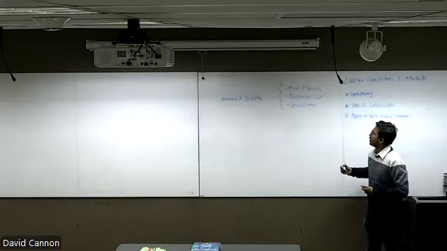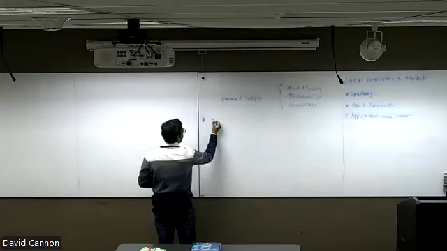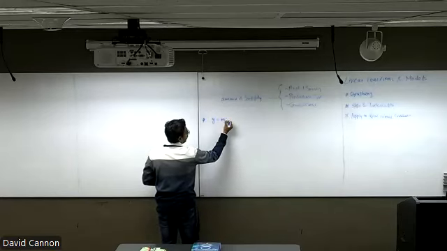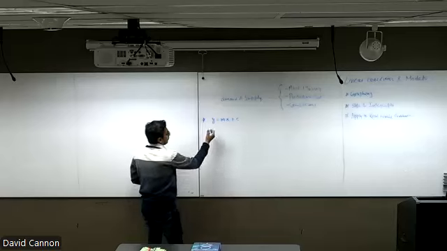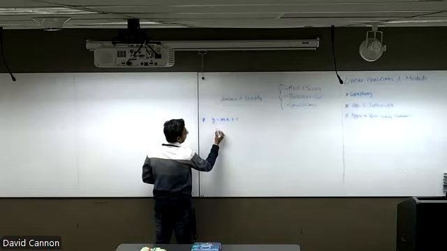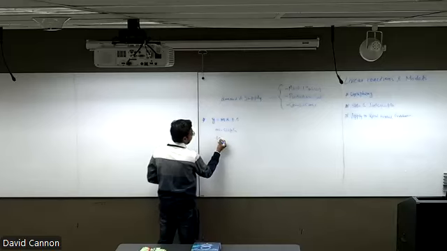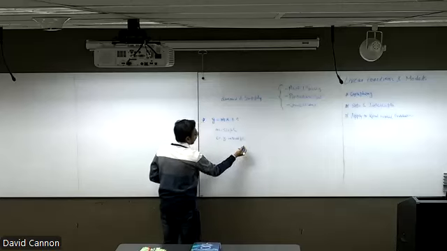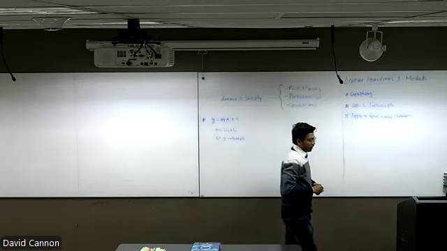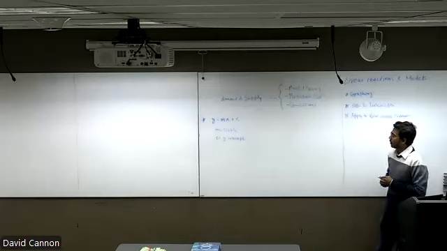So what is a linear function? A linear function is a function of the form y equals mx plus c, where m is the slope and c is the y-intercept. We'll discuss what these words mean exactly in a moment.